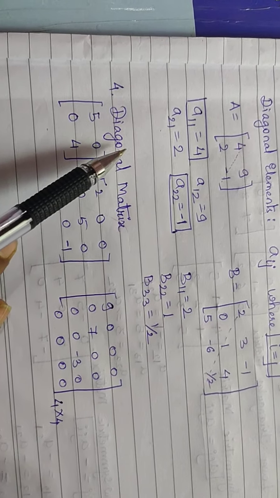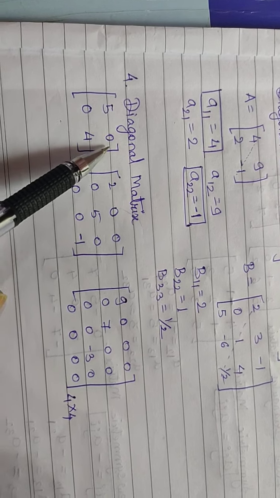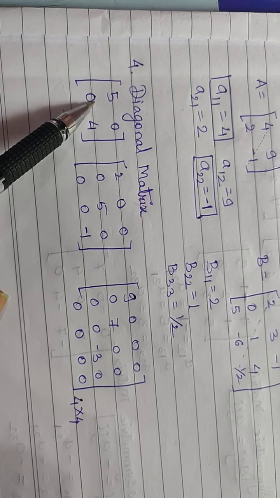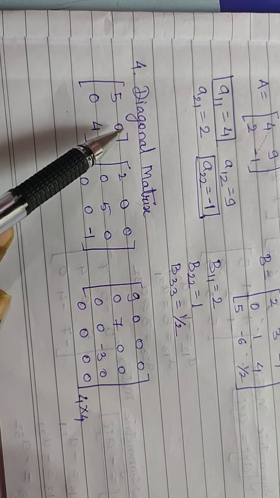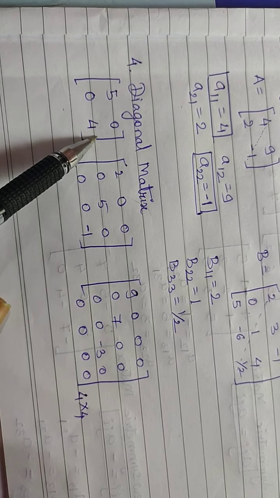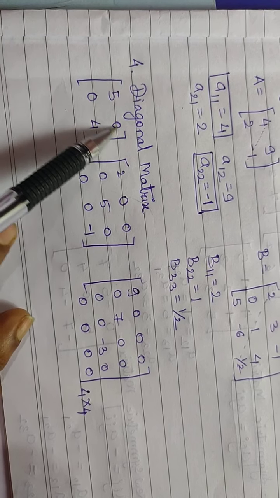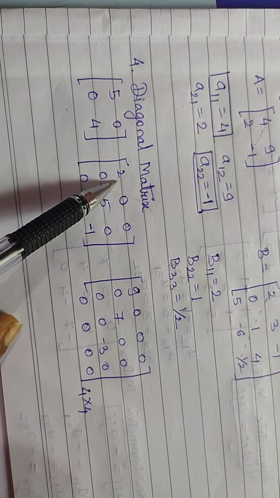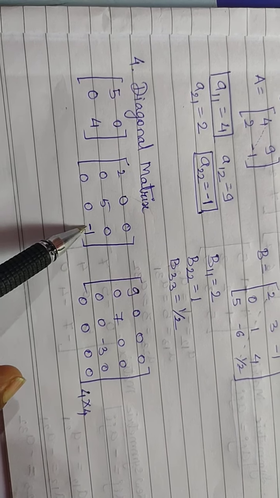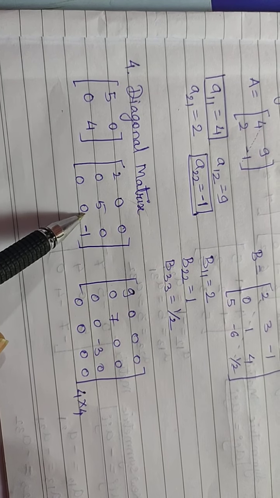See the concept of diagonal matrix. This is the next type, diagonal matrix. A square matrix in which the non-diagonal elements are 0. So see the definition, the non-diagonal elements are 0. In this matrix, 5 and 4 are the diagonal elements, and other than the diagonal elements, the rest of the elements are 0. In the next example, the diagonal elements are 2, 5, minus 1, and the rest of the elements, that is non-diagonal elements, are 0.